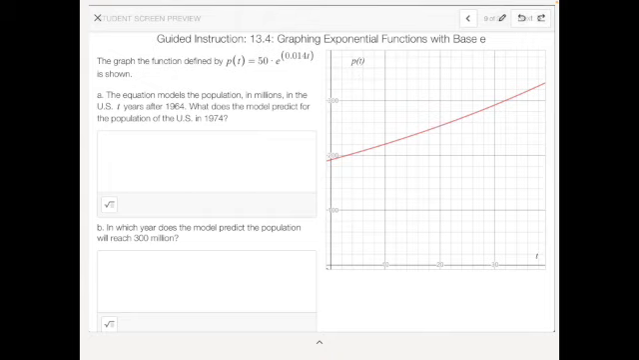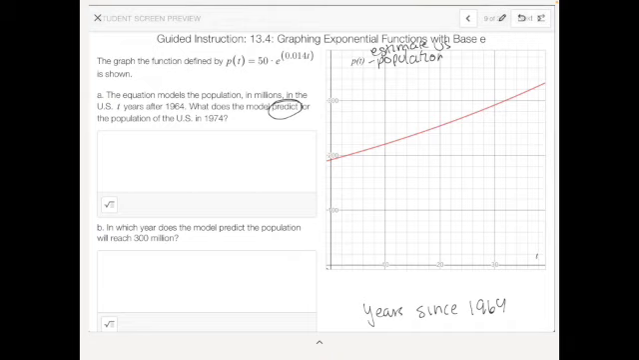The equation models the population in millions in the US t years after 1964. What does the model predict for the population of the US in 1974? I'm going to point out that this is just a model estimating what the population will be at different years after 1964. Our x-axis is telling us years since 1964, and our y-axis is telling us the population, or an estimate of the population.